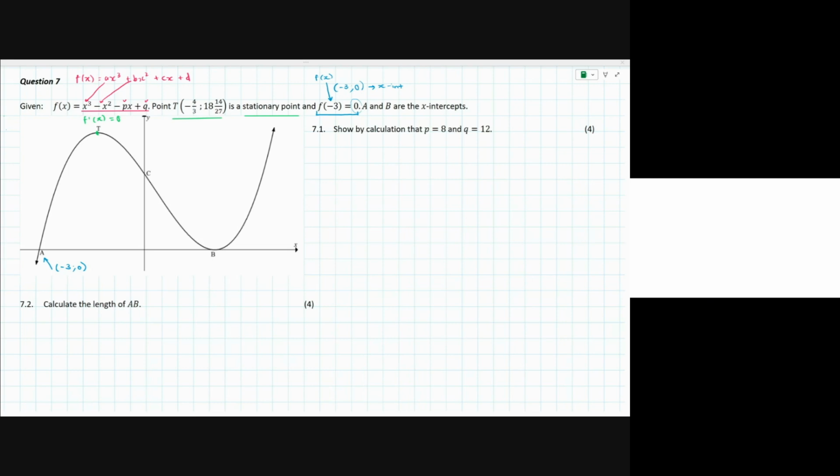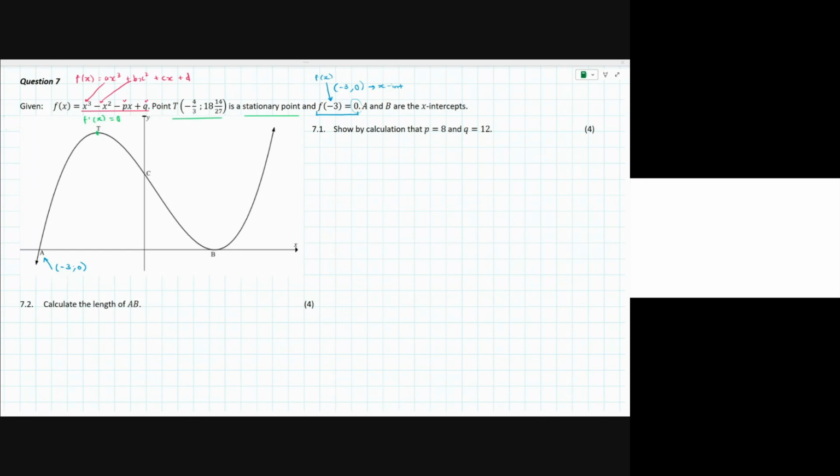It's fine. Right. So it says show by calculation that P equals 8 and Q equals negative 12. Now remember, when we are finding, let's just say in general, a cubic function's equation, there's 2 ways that we can do this. Way one is to work with the x-intercepts if we've been given them. So if I know where my x-intercepts are, I can use the x-intercept form of my equation, so the 3 brackets representing my x-intercepts, and I can then go from there.